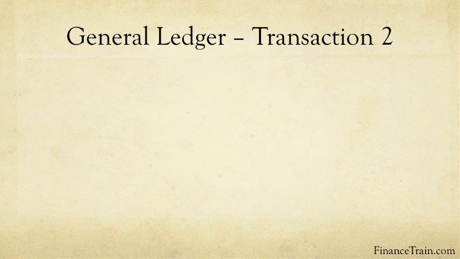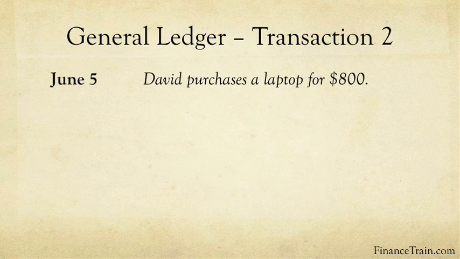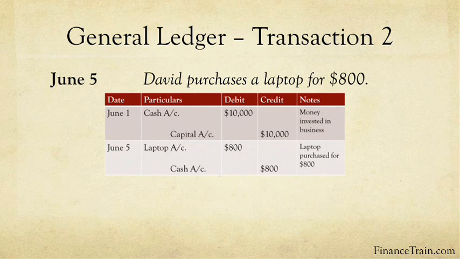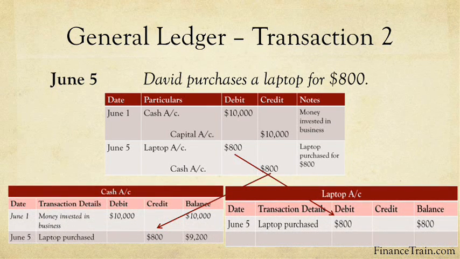Let's now enter the second transaction where David purchases a laptop for $800. In this transaction, the laptop account is debited and the cash account is credited. This entry will be posted in two ledger accounts, namely the cash account and the laptop account. Note that in the cash account, the balance has now reduced to $9,200.